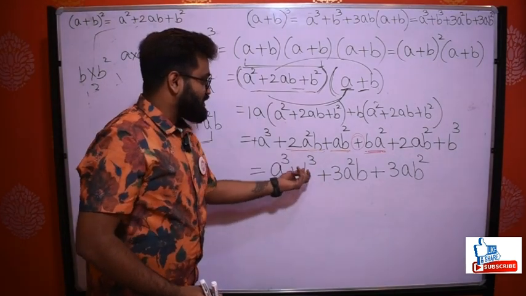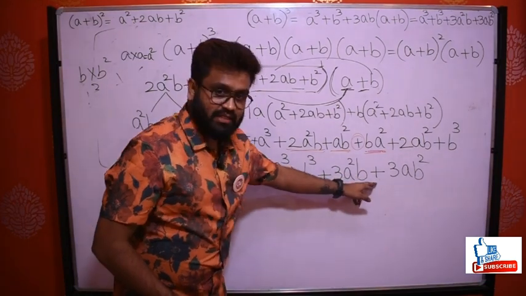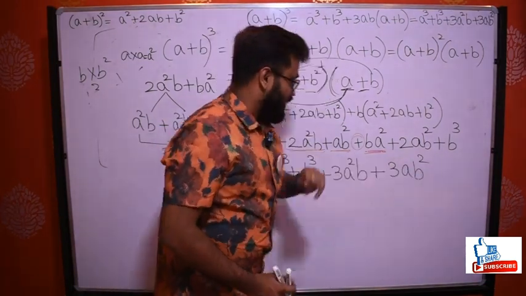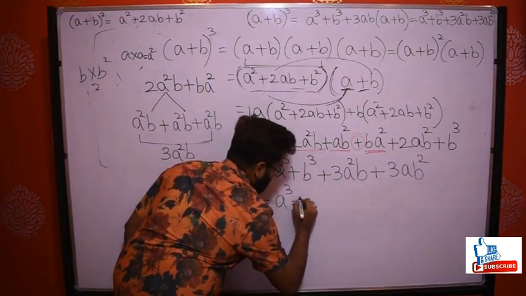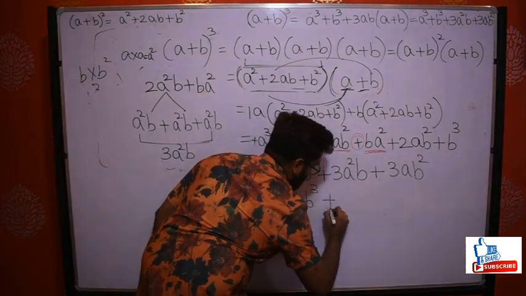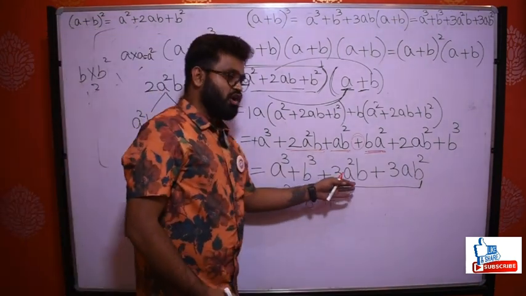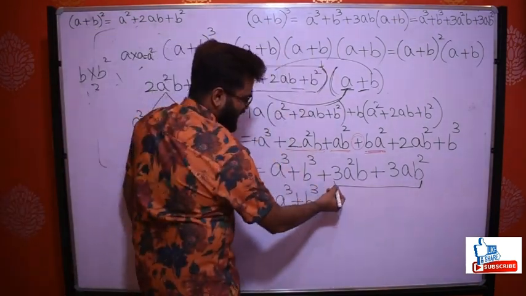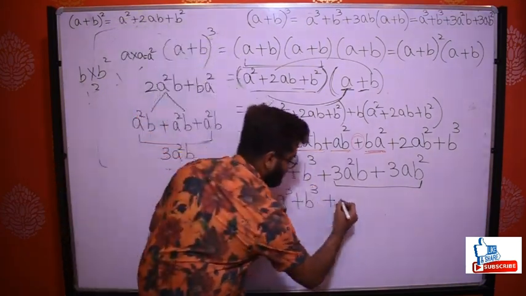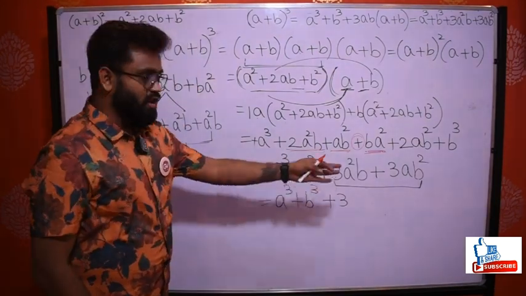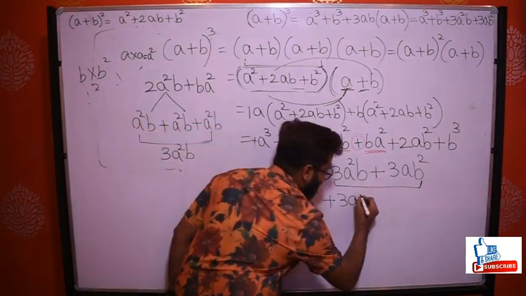a cube plus b cube plus 3a square b plus 3ab square. This also can be written as a cube plus b cube plus... You can just simplify this. How will I simplify? Just by taking common. What is common here? In these two terms, just see which is similar. Is 3 similar? Yes, we have 3 here. And which is similar again? We have a common in both, and we have b common in both.